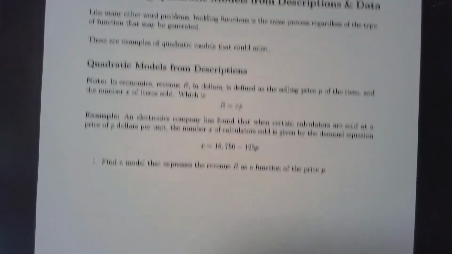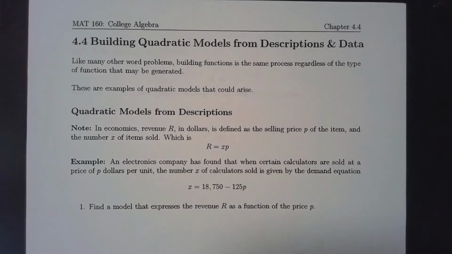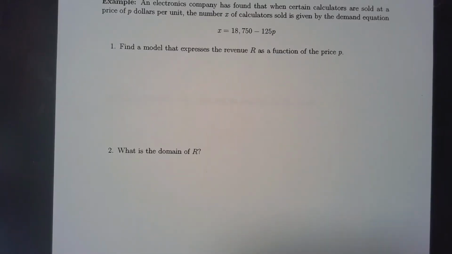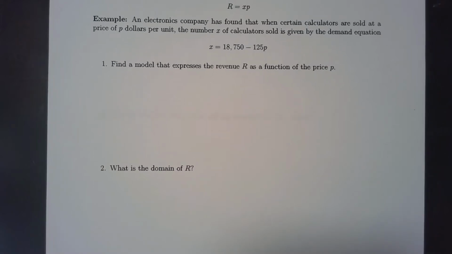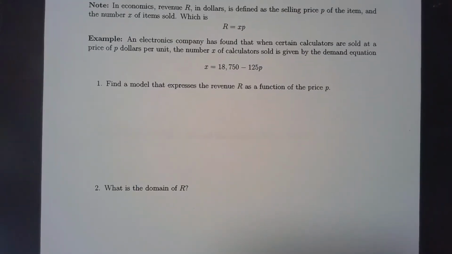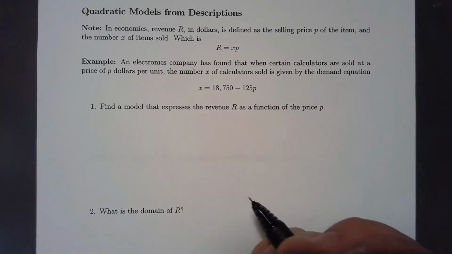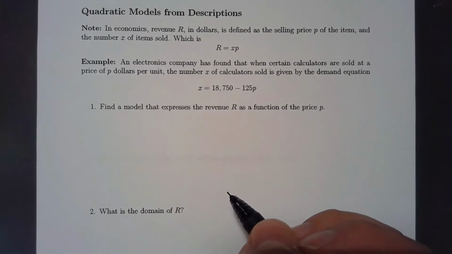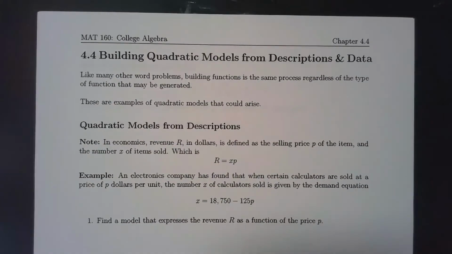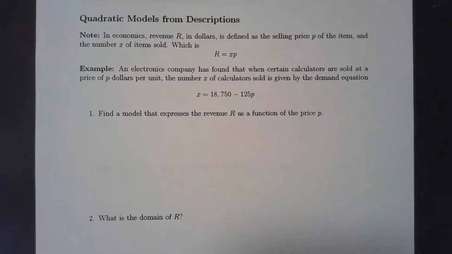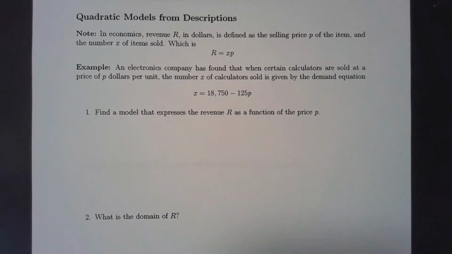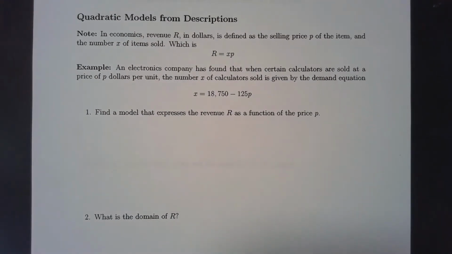This is the first page of 4.4 notes. And then we're going to look at another example in the same notes. And they're minor little changes, but I do want to talk about them. So, if you remember this model, right? We were doing quadratic modeling, or building quadratic models from descriptions and data. So the first example was an example of a quadratic model from a description.